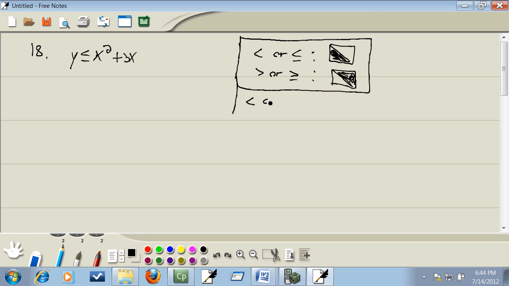Now, if you have a less than or greater than, you're going to use a dotted line. If you have a less than or equal to or greater than or equal to, you'll have a solid line.